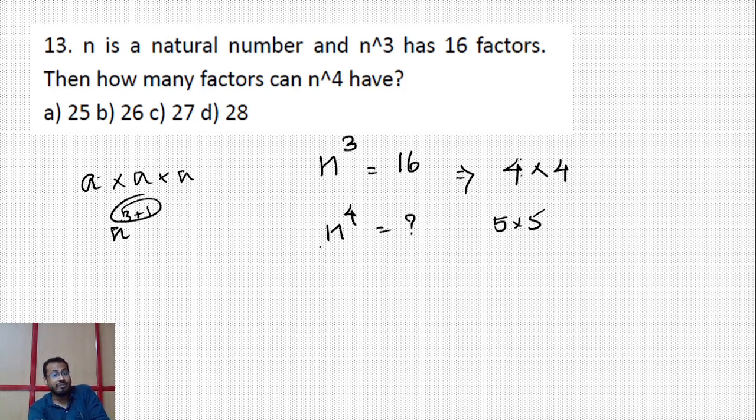So same concept, if it becomes power 4, it means a came 4 times. So a power 4 means I need to put plus 1. So that is 5. 5 into 5 is 25. 25 is the right answer. Clear?